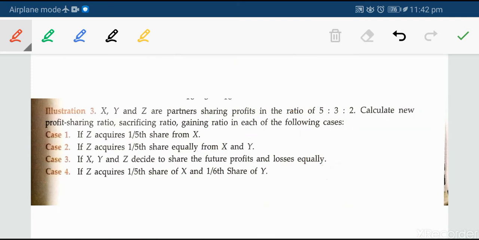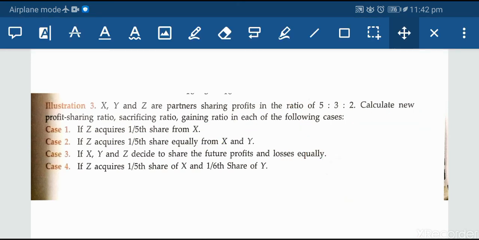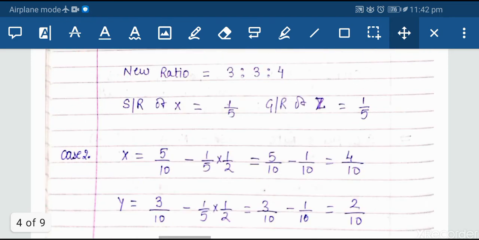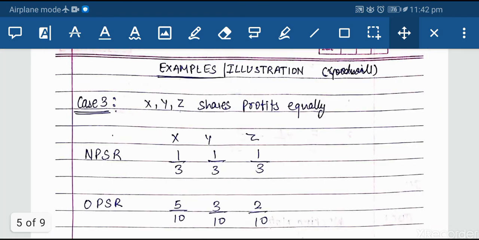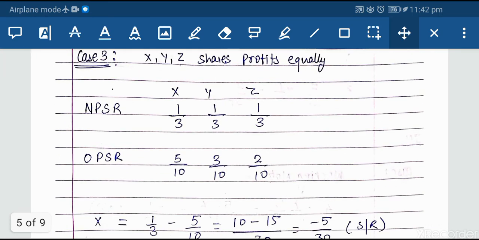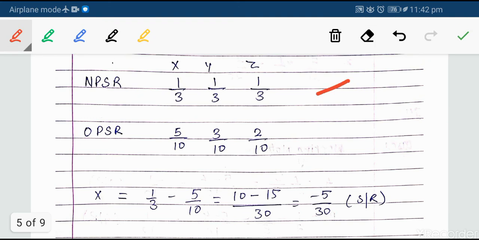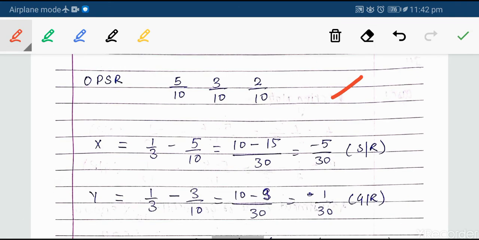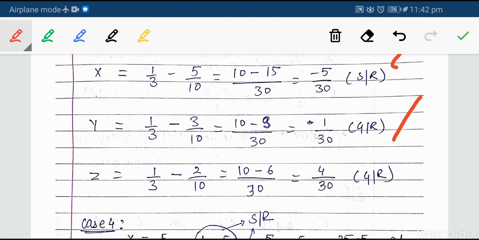Let's go to the solution part where I have done the solution like that. Here it is, case number 1, case number 2, case number 3. The new profit sharing ratio is given here, and the old profit sharing ratio is given. I have calculated the solution like this, so you can go through all these things.